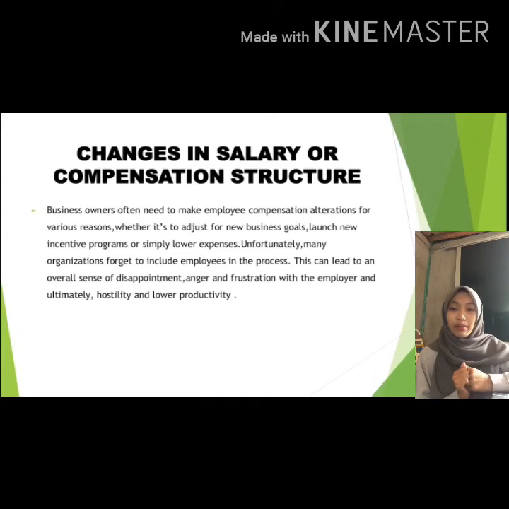So let's start my presentation, and the topic is changes in salary or compensation structure. Business owners often need to make employee compensation alterations for various reasons, whether it's to adjust for new goals, launch new incentive programs, or simply lower expenses. Unfortunately, many organizations forget to include their employees in the process. This can lead to an overall sense of disappointment, anger, and frustration with the employer, and ultimately hostility and lower productivity.